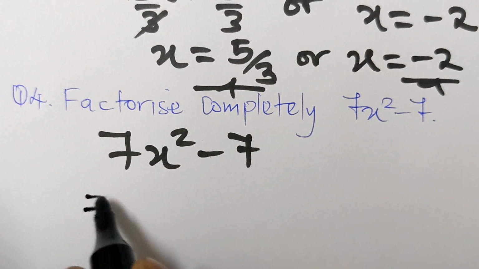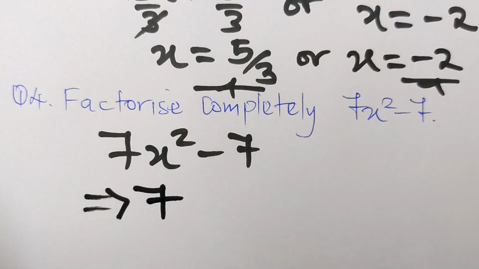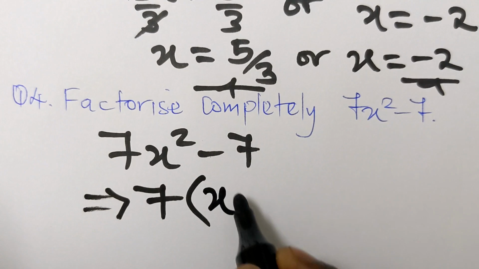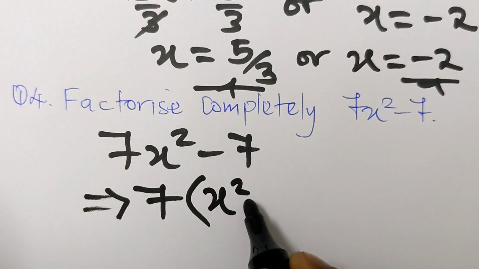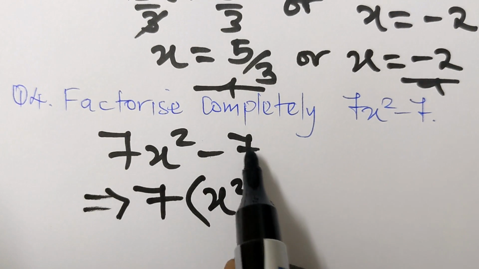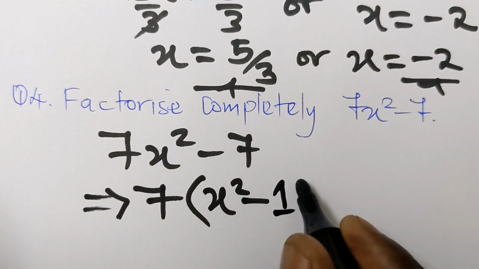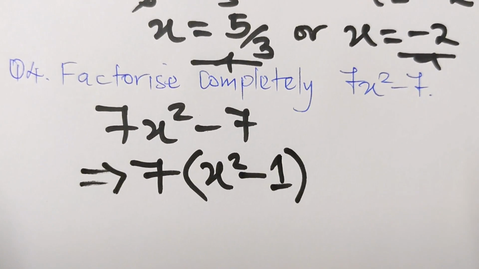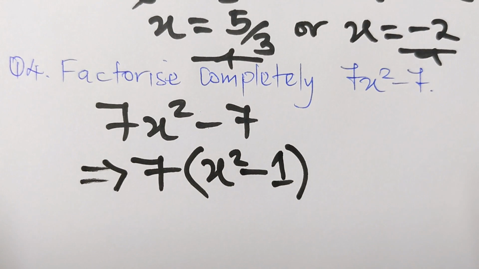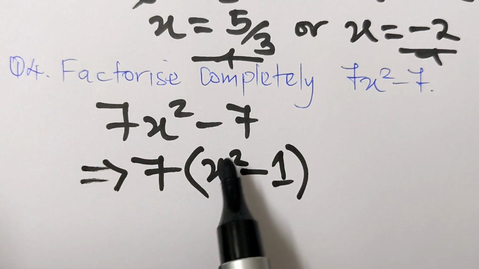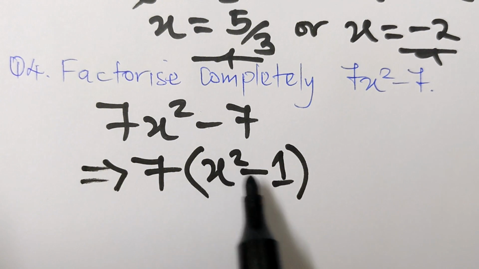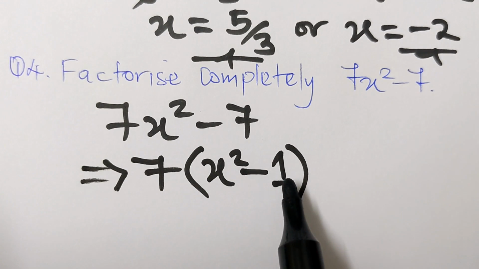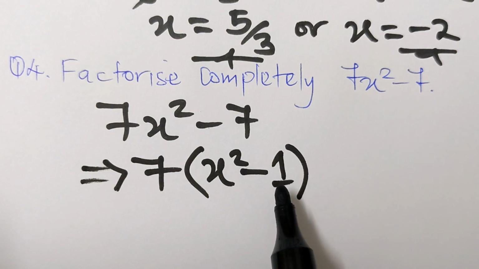So we're going to do the following. Factor out 7. And then what remains, if we factor out 7 from the first term, is just x squared. Then minus, if you factor out 7 from the second term, you get 1 here. So what we are going to do next is just apply difference of two squares. This is because what we have in brackets here, x squared minus 1, is a difference of two squares. This is because 1 here can be expressed as 1 squared, and 1 squared is simply 1.